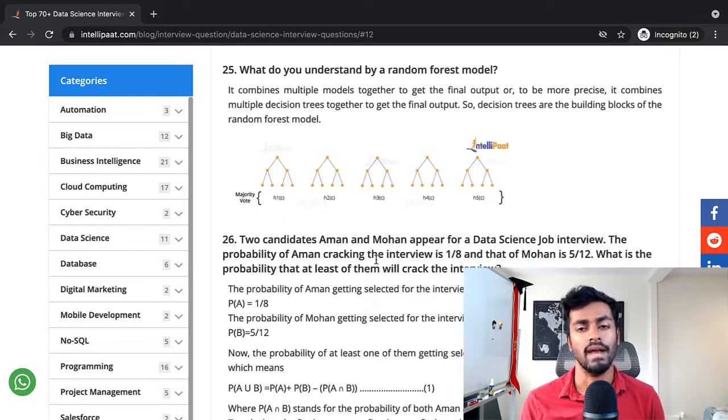What do you understand by a random forest model? It combines multiple models together to get the final output, or to be more precise, it combines multiple decision trees together to get the final output. Okay, so decision trees are the building blocks of the random forest model.